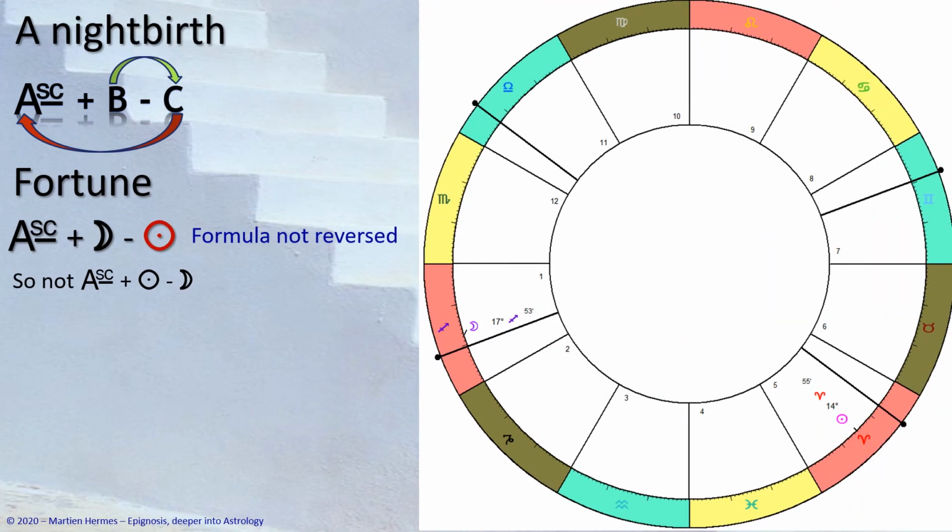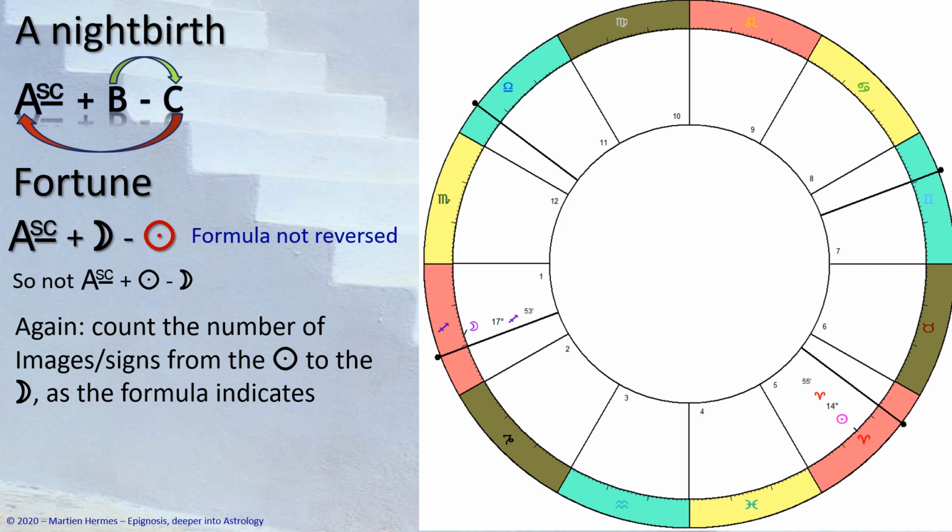So here we have a night birth, as you can see, because the sun is under the horizon, under the ascendant-descendant line. And now I'm going to calculate with the formula not reversed, so not the ascendant plus the sun minus the moon. So that is actually the day formula as usually given for the lot of fortune. And what I've got to do now is count the number again between the sun and the moon, which is 9 images in this case, and then we're going to count them, but in another way than normally understood.